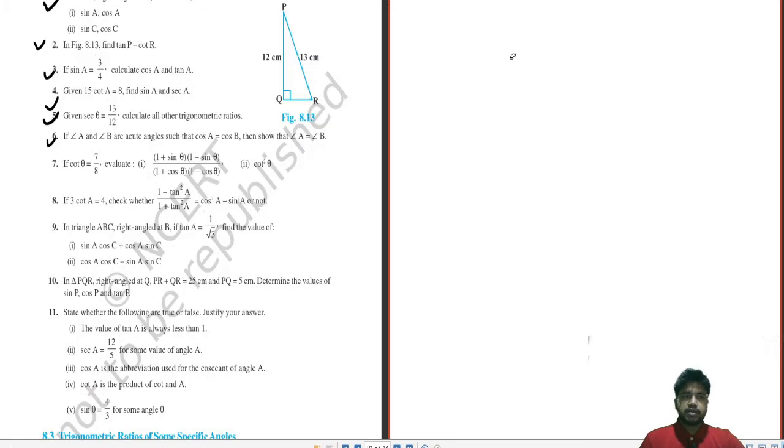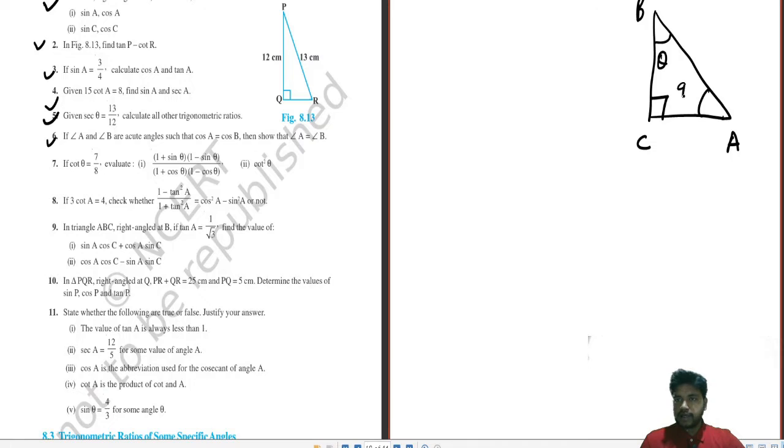So looking at question number 6, if angle A and angle B are acute angles. Obviously the first part of the diagram will be: A will be here, B will be here, and C will be here. A, B, C, and C is at 90 degrees. If this is theta, this is 90 minus theta.